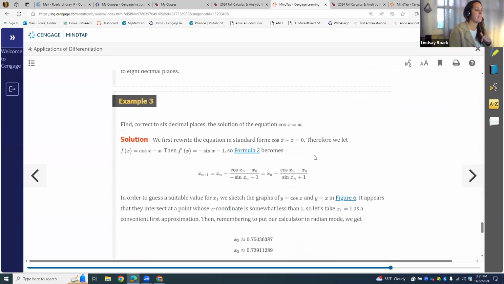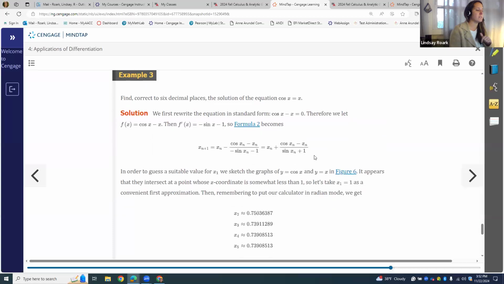But let's see if I can find a good one. I like this one. This one's nice and ugly. Okay, so this is example 3. It says find, correct to 6 decimal places, the solution of cosine x equals x. So you can take a second to think about how you would even solve for that, right? There's no way, it's gross. So instead, we can use Newton's method to help us out.